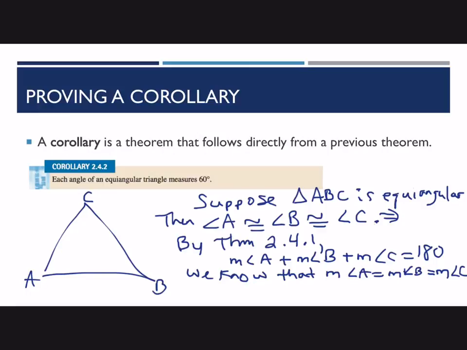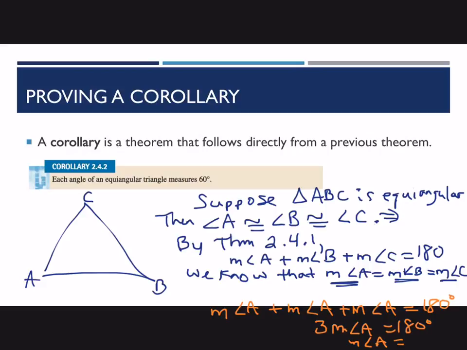And now I can use substitution a couple times. If I substitute the measure of angle A in place of B and C, then I would get the equation measure of angle A plus measure of angle A plus measure of angle A equals 180. And then by substitution I can add these three and get 3 times the measure of angle A is 180, and then that would mean that the measure of angle A is 60 degrees.